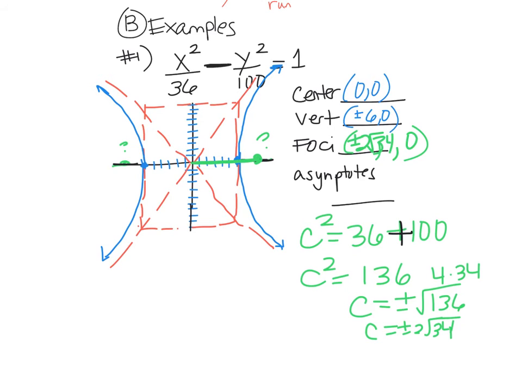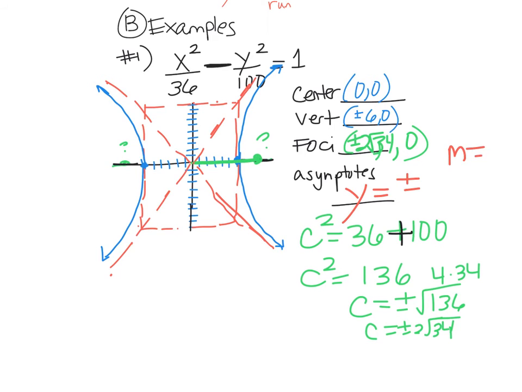And now the asymptotes are going to be y equals, and there's 2 of them. Do you see how there's 2 of them? These red lines that go here and here. So plus or minus, because there's a positive slope and there's a negative slope. And what is the slope? You rise 10.